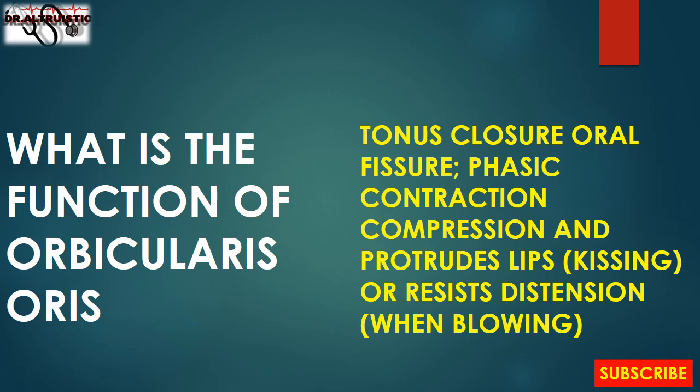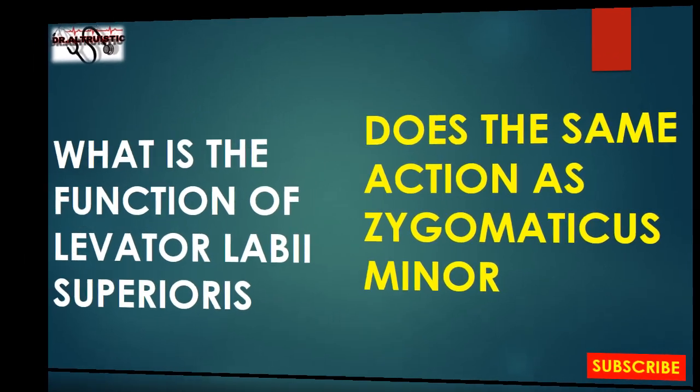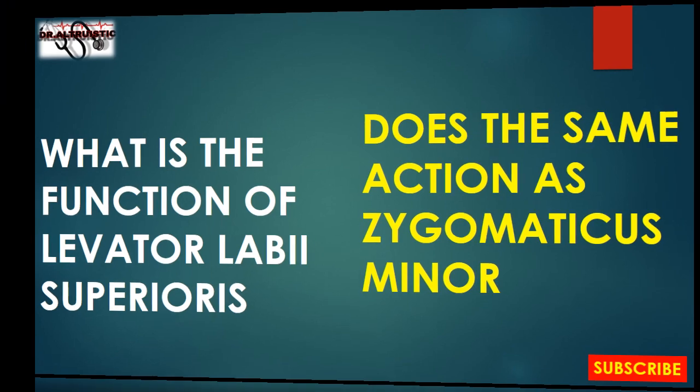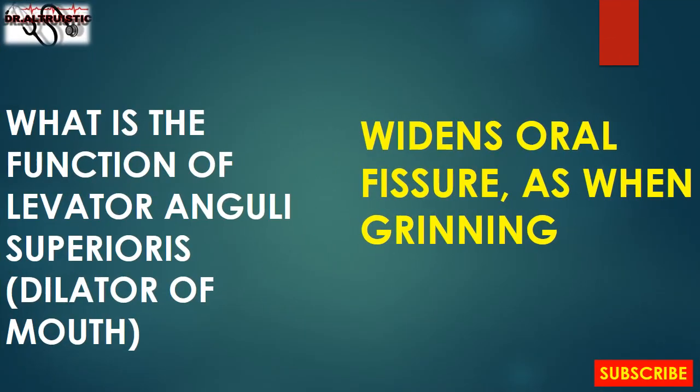What is the function of orbicularis oris? Tonus closure of oral fissure, phasic contraction, compression and protrusion of lips, kissing, or resists distension when blowing. What is the function of levator labii superioris? Does the same action as zygomaticus minor. What is the function of levator anguli oris, dilator of mouth? Widens oral fissure, as when grinning.